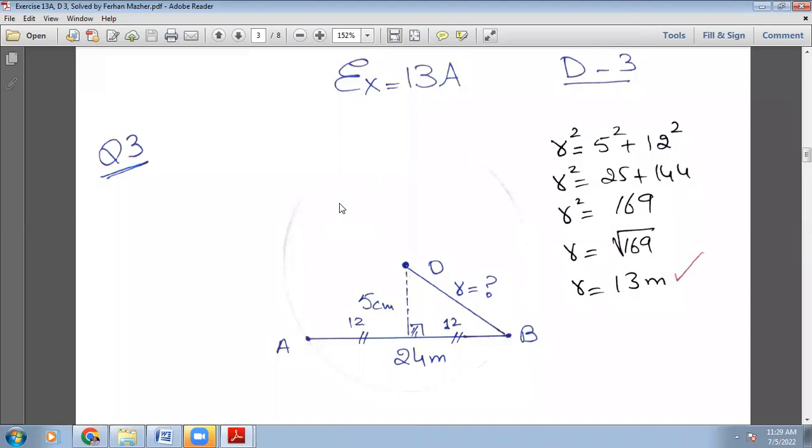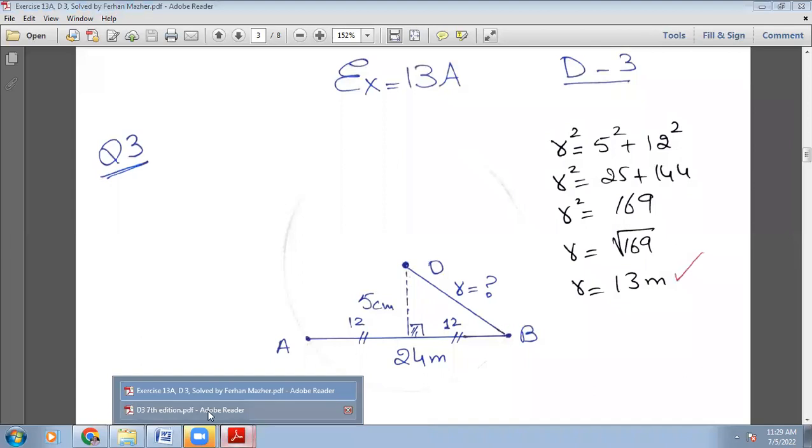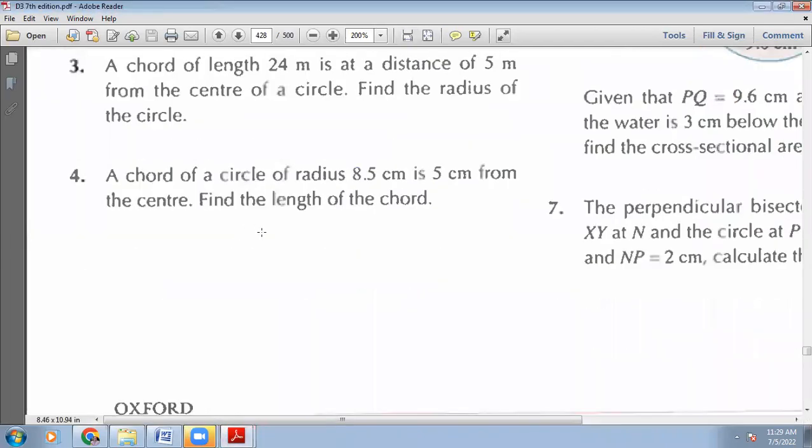So r square will be equal to 25 plus 144. r square will be equal to 169. So r, take the square root on both sides. It will be r equals the square root of 169, and r will be equal to 13 meter. So this is how you will do question number 3 of exercise 13A from the D3.